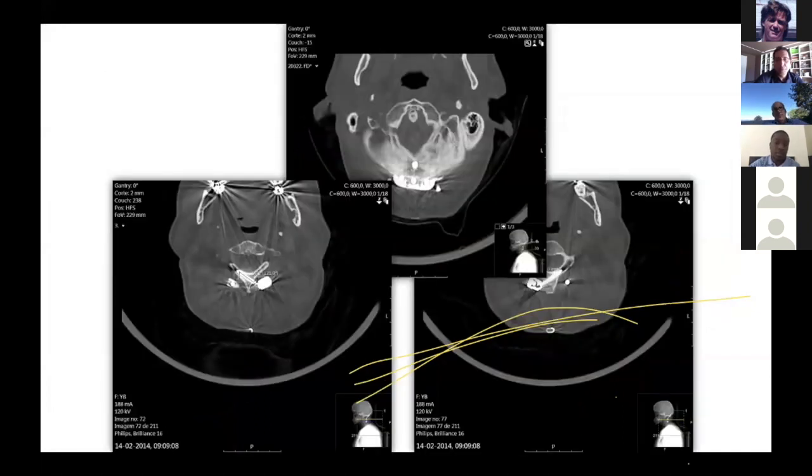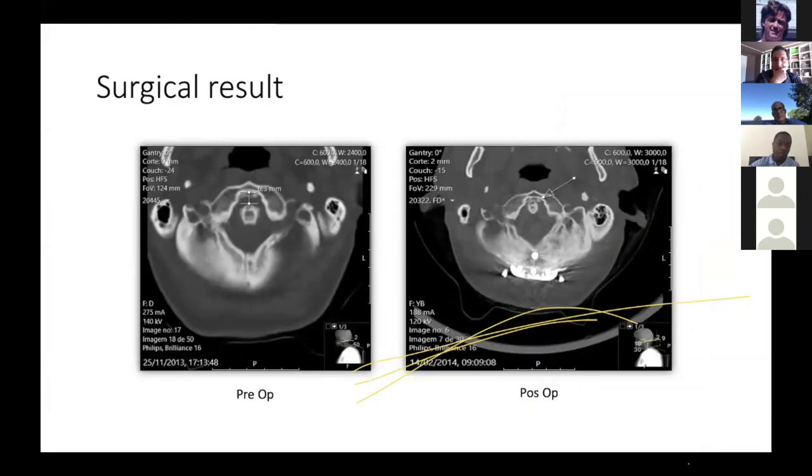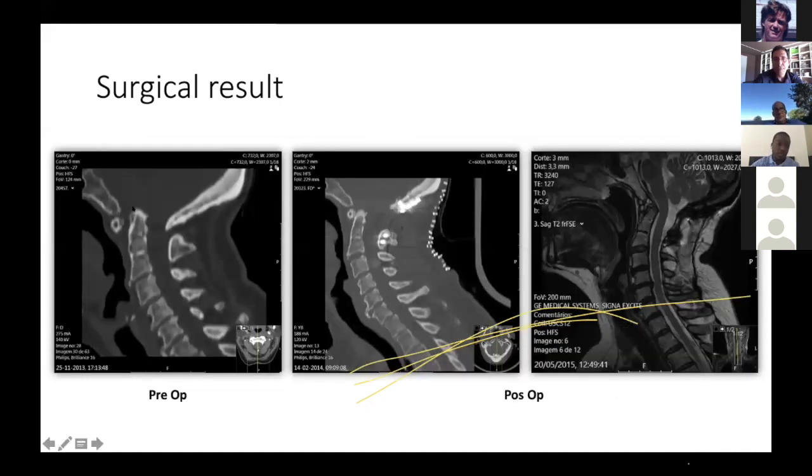And the translaminar screws had very good purchase, and the thickness of the occipital bone was great too. So we felt that the construct was very rigid. We also achieved a good correction of the atlantodental interval, and a good reduction of the basilar invagination, as we can see here, with good decompression of the foramen magnum and restoration of CSF flow.